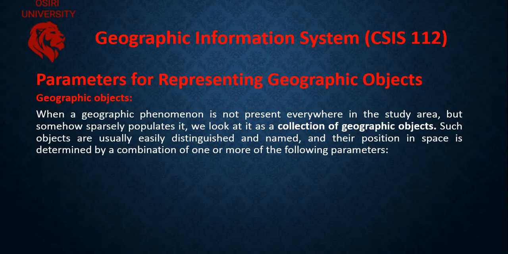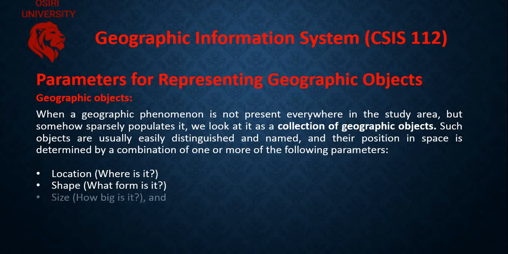Their position in space can also be determined using a combination of one or more of the following parameters that we will be discussing here today. Some of the parameters used in representing geographic objects include location. Location tells us where this geographic object is situated. The shape gives an idea of the form. The size tells us how big it is. And the orientation gives us an idea of the direction in which the geographic object is facing.